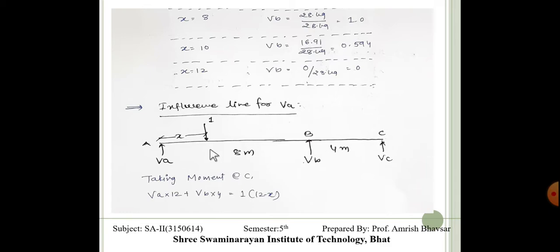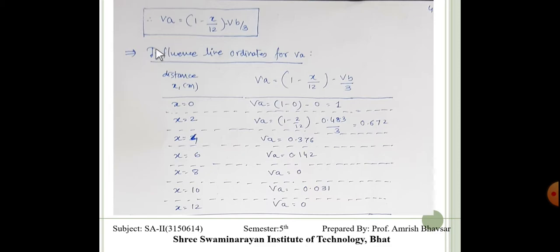Now the VB is done, but what next? We have to find VA and VC again. For that we take moment at C, so we can calculate VA: VA into 12 plus VB into 4 minus 1 into 12 minus X. This equation is important for us, and we have VB, so we put this value in the equation. So we will get the influence line ordinates for VA.